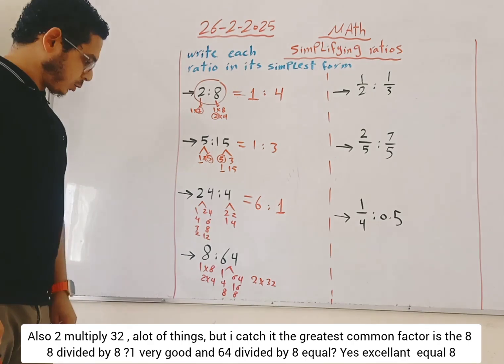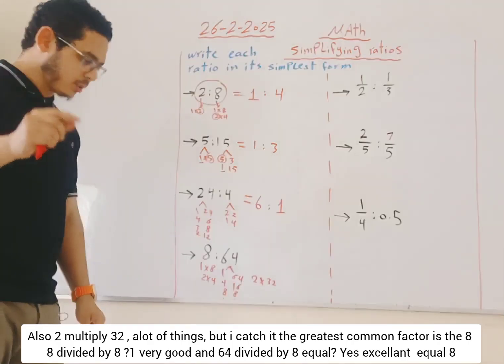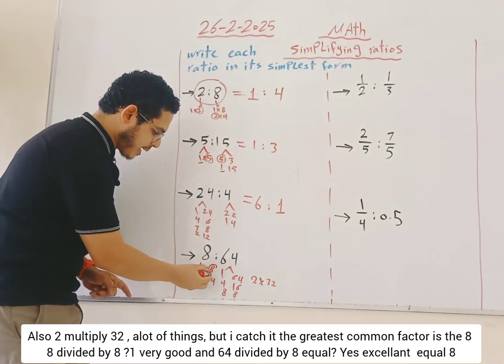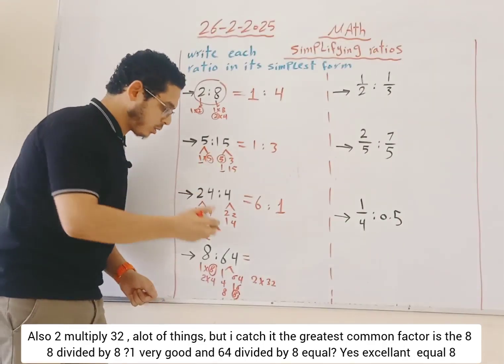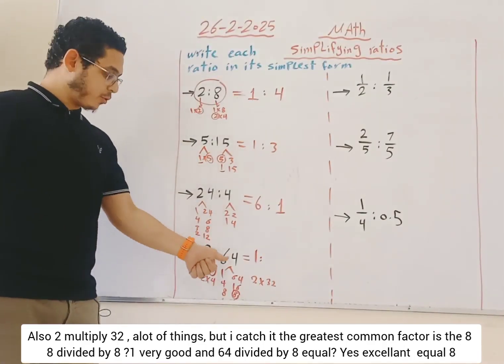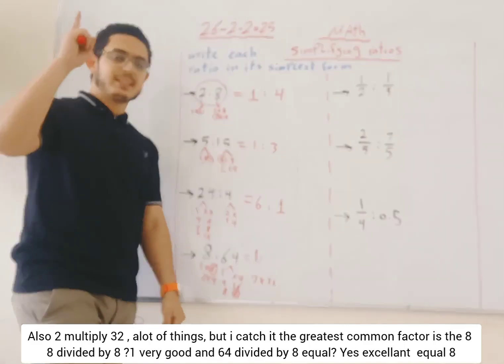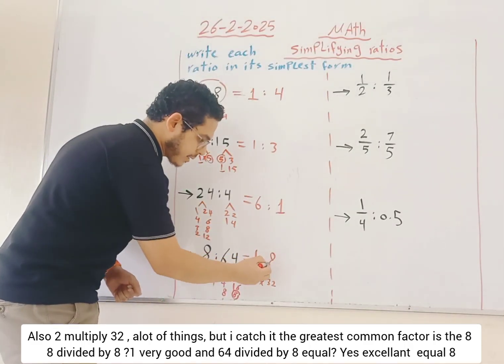A lot of things, but I catch it. The greatest common factor is 8. 8 divided by 8 is 1. Very good. And 64 divided by 8 equals, yes, excellent, 8. This is 1 to 8.